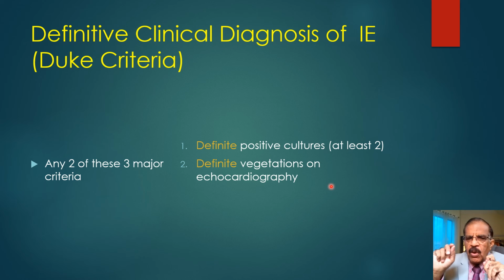Every small thing attached to the endocardium is not actually vegetation. So if the report is that these are different vegetation, there are certain characteristics of vegetation. I think we need not go into the detail. The cardiologist or a technician will tell you if vegetation are present or not. So a definite vegetation if present, that is the criteria number 2.